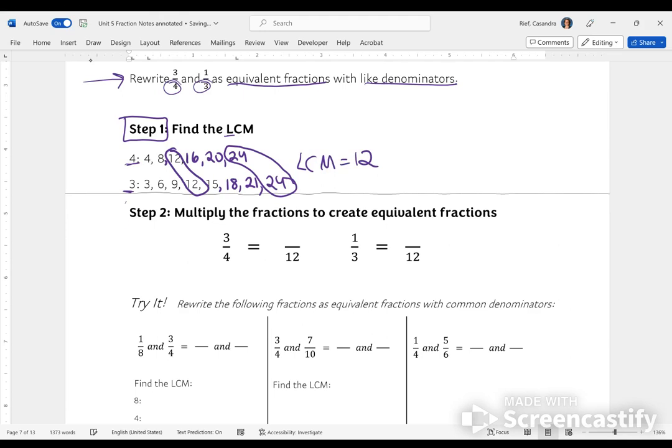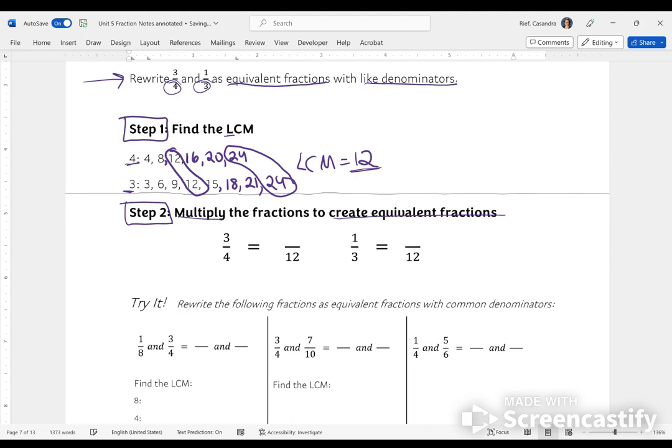Once I do that, I'm ready to do step number 2, which is multiply the fractions to create equivalent fractions. Whatever my LCM is, that's what's going to be my equivalent denominator. So since the least common multiple is 12, I know I can turn my 3/4 into 12ths and my 1/3 into 12ths. I can write them with like denominators.